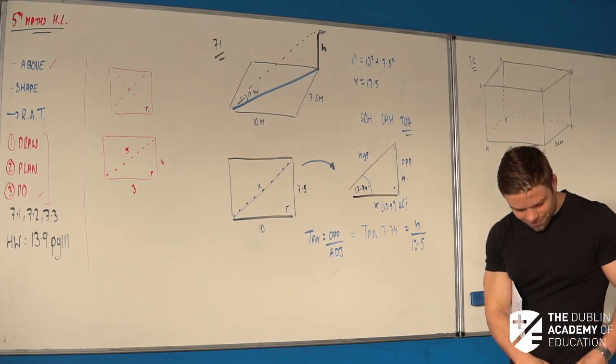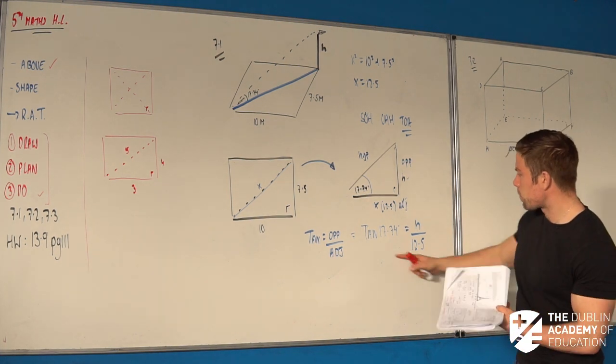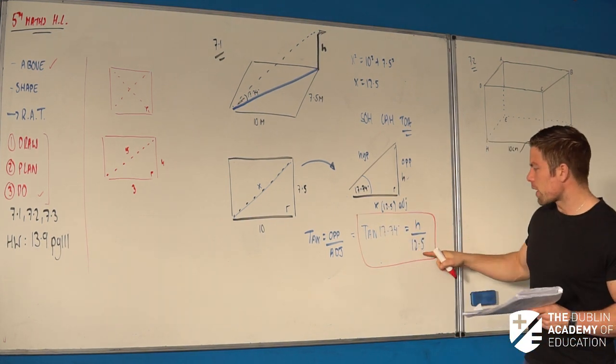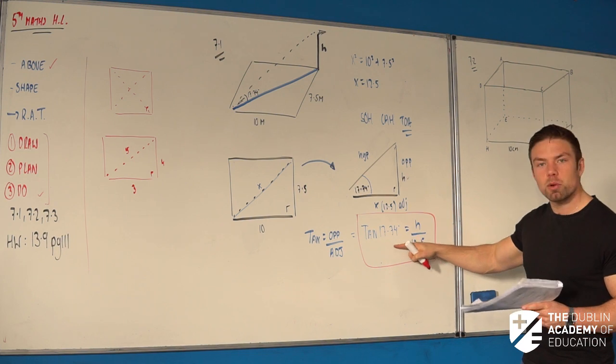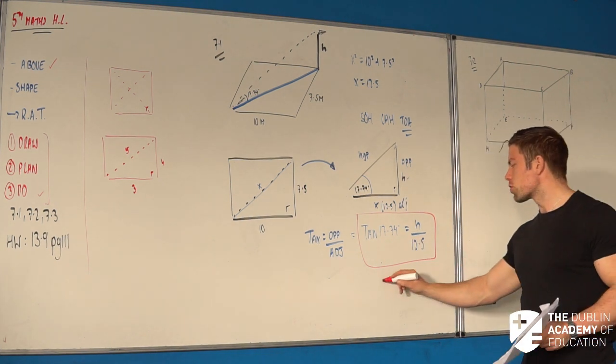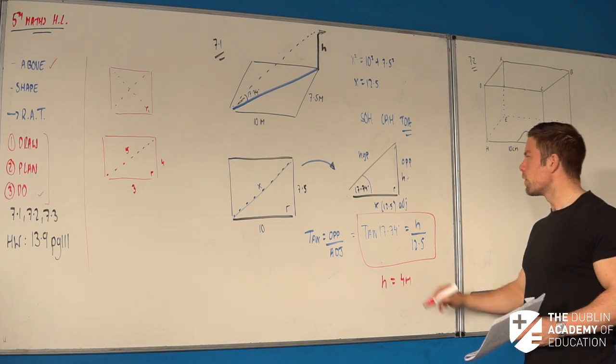Hold on. Okay, so then I find out, if I multiply up by 12.5, put that into my calculator, 12.5 by the tan of 17.74, make sure it's in degrees, you should get an answer that H equals 4 meters.